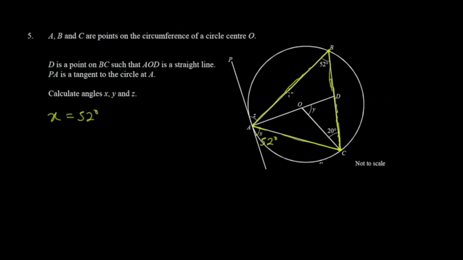So let's use this theorem. The angle subtended at the center is equal to half the angle subtended at the circumference, so the angle at the center must be twice. So 52 multiplied by 2, you get 104. So already you now have this angle here, 104, an angle at the center.